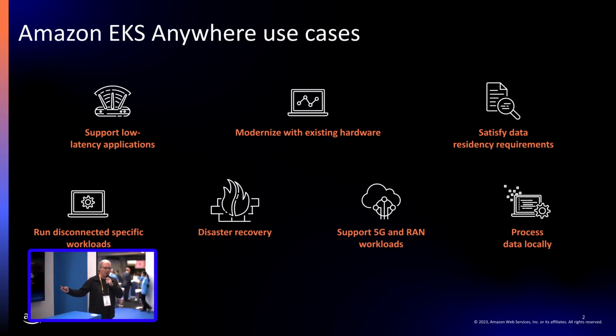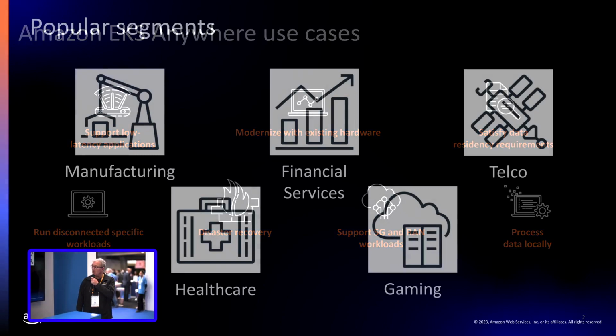For example, we work with a lot of autonomous vehicle customers that are running some of their data processing on premises. And then back to telco, every 5G workload runs on a little tiny data center at the bottom of that tower. So these are good use cases, again, for running EKS Anywhere in the field.